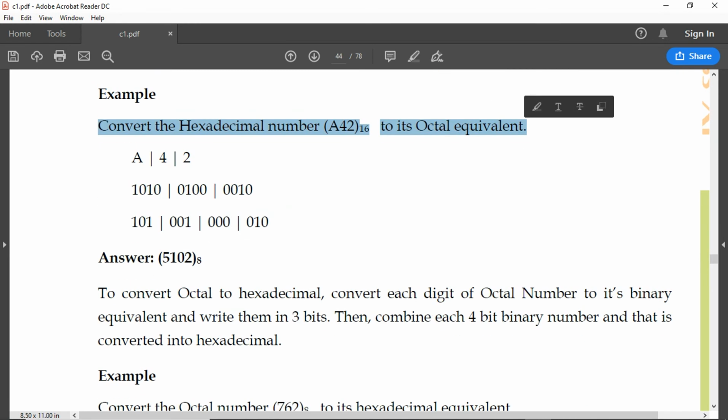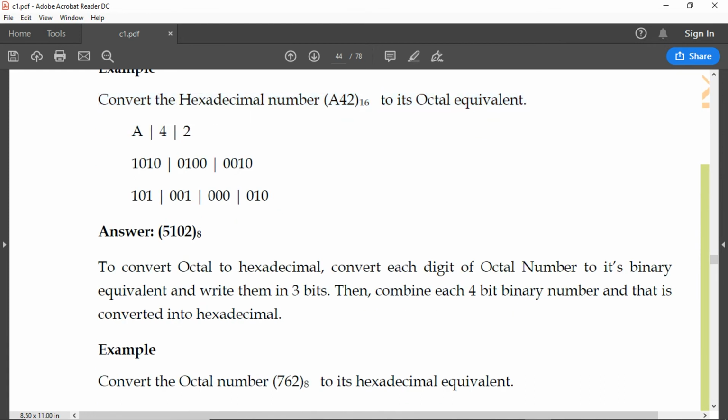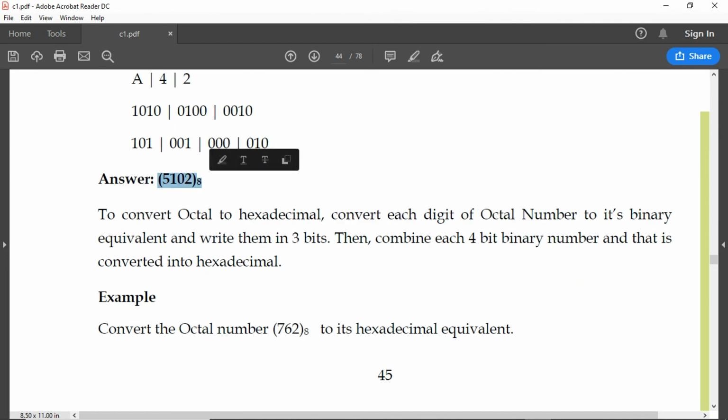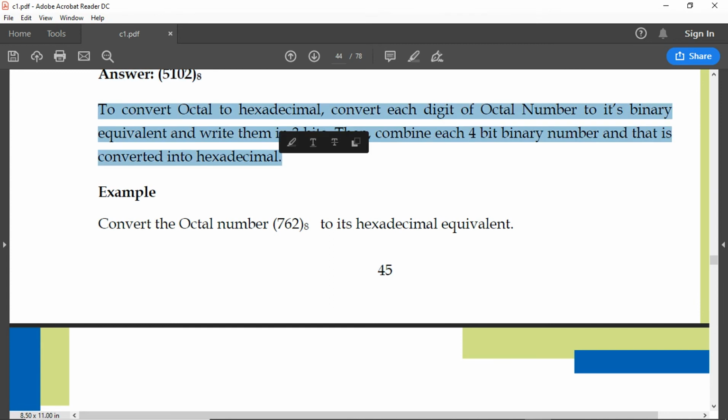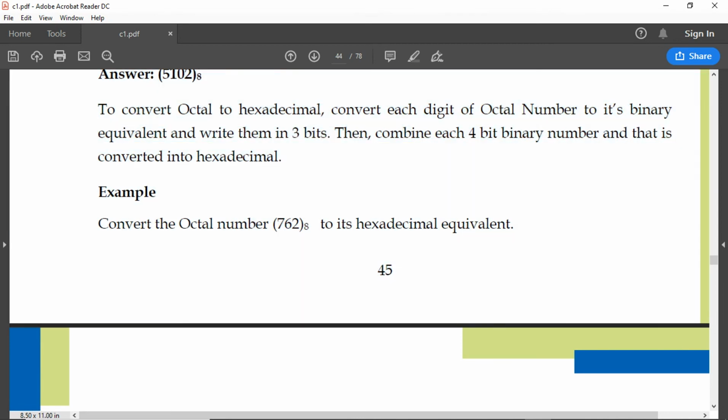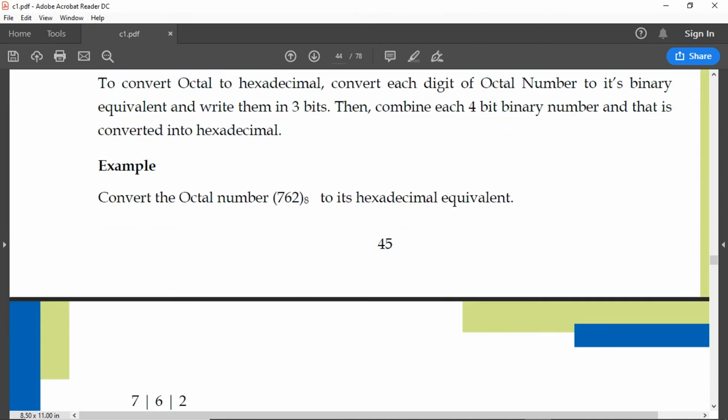A42 gives 101001000010. Regrouped in threes, 101 001 000 010. Answer: 5102, base 8. To convert octal to hexadecimal, convert each digit of the octal number to its binary equivalent and write them in 3 bits. Then, combine into 4-bit binary groups and convert into hexadecimal.